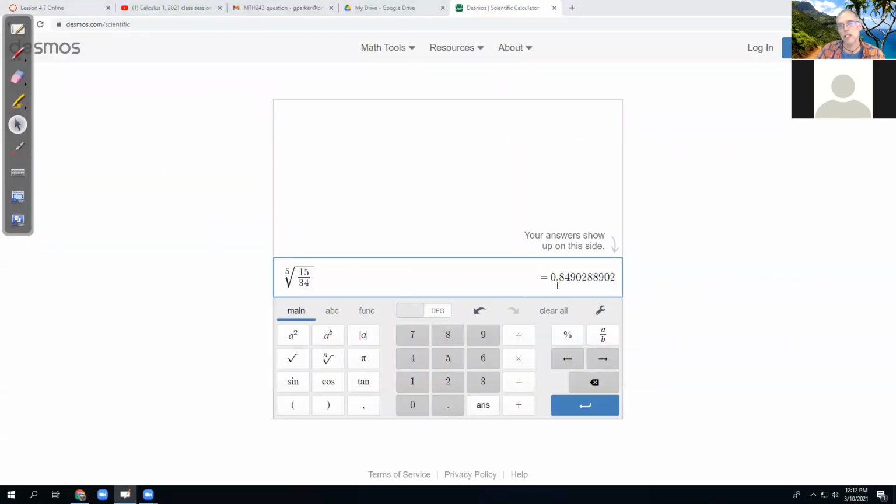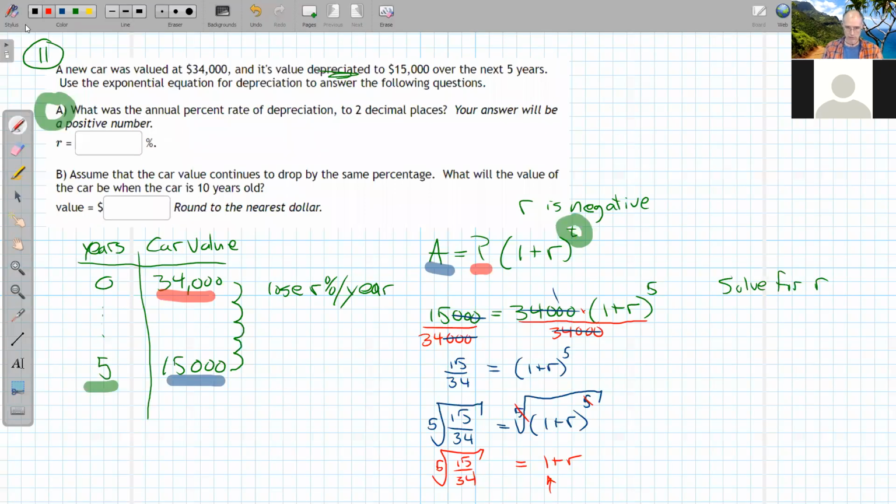Now, 5th root of 15 over 34. So my calculator claims it's about 0.849, blah, blah, blah. So that's around 84.9% is what the car's value keeps each year. So that means we're losing around 15% each year. That makes sense. And I'm going to write this down. So I get this to be approximately 0.849.